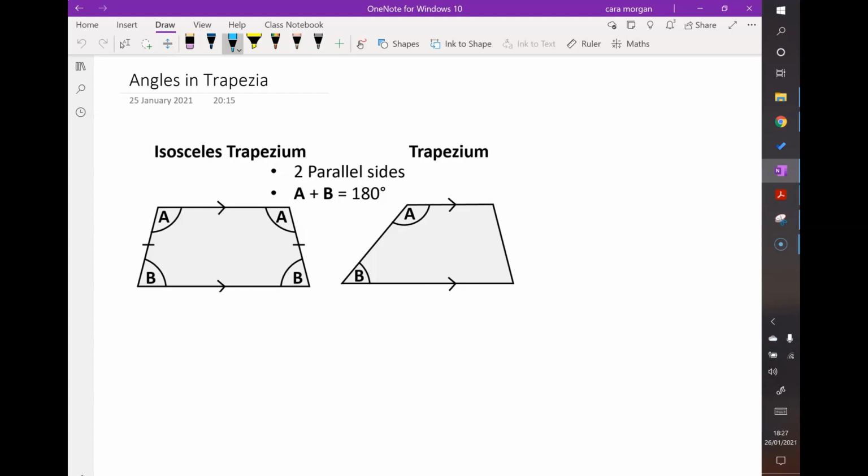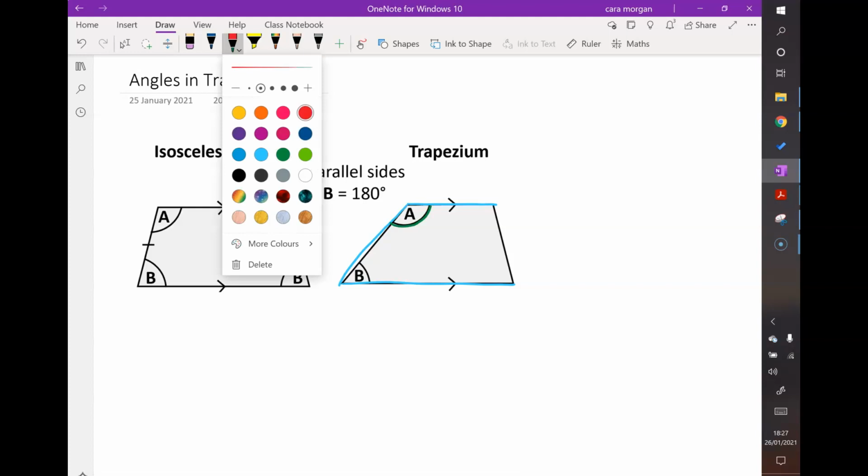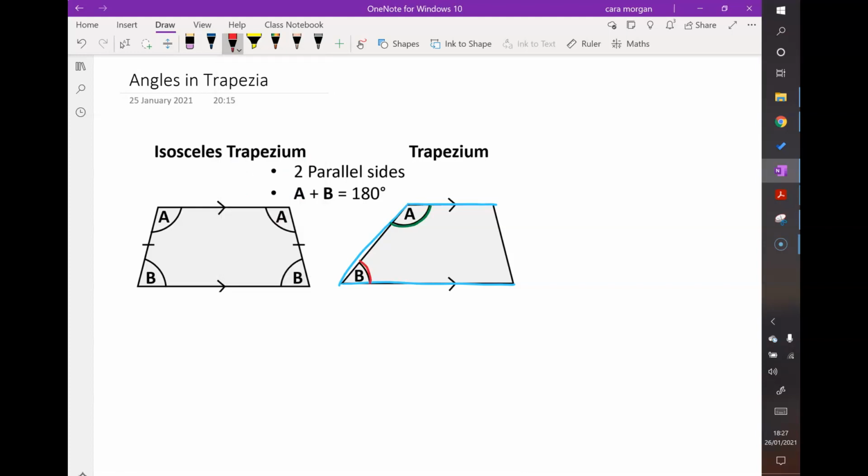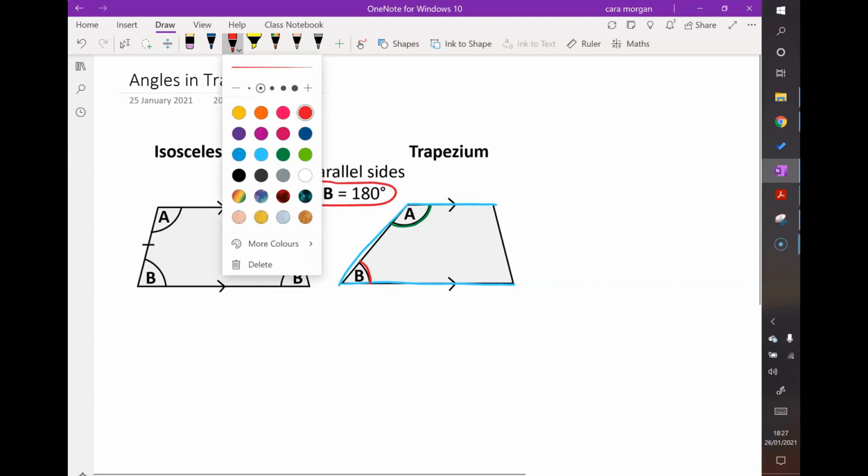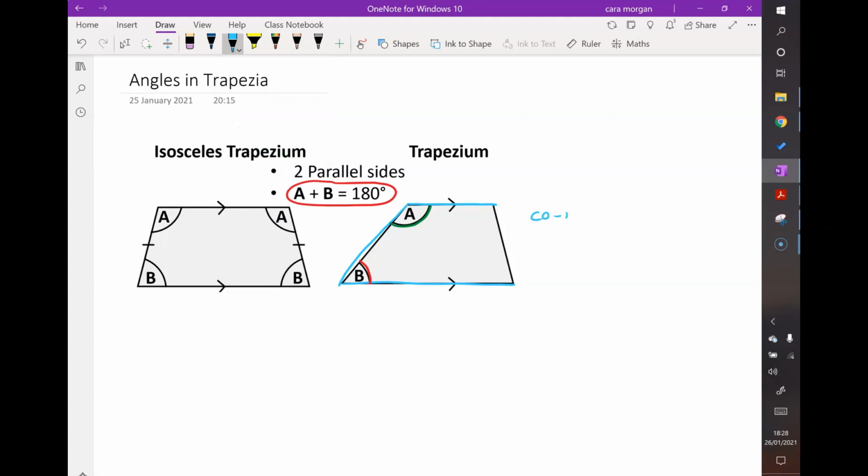Now, if we have a trapezium, one thing that is always true is that it has got one pair of parallel lines. And that means that in my trapezium, I must have co-interior angles, so A and B must add up to 180 degrees because they are inside that pair of parallel lines. So we have co-interior angles again, and I'm just going to write down what that means. It means they add up to 180 degrees. Okay, so A and B add up to 180 degrees.